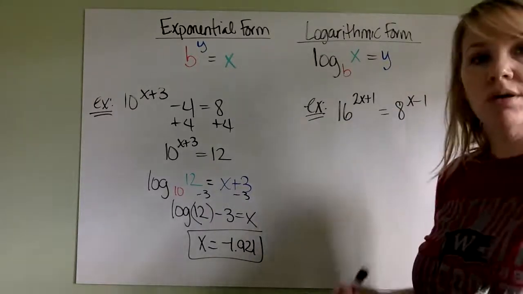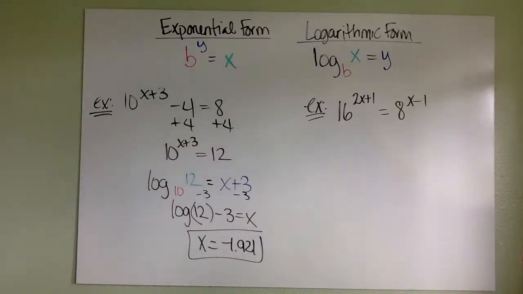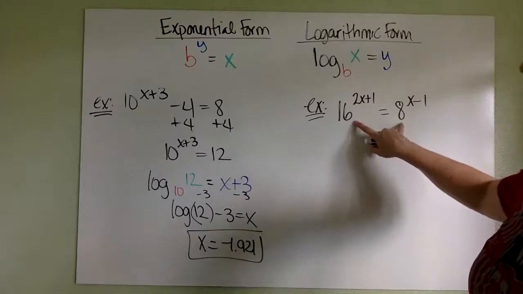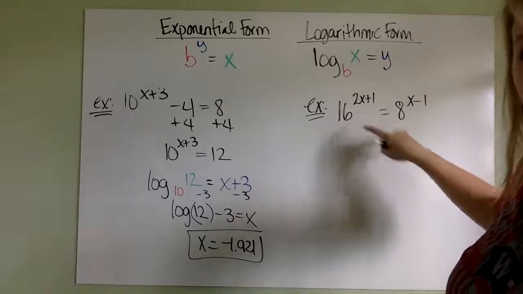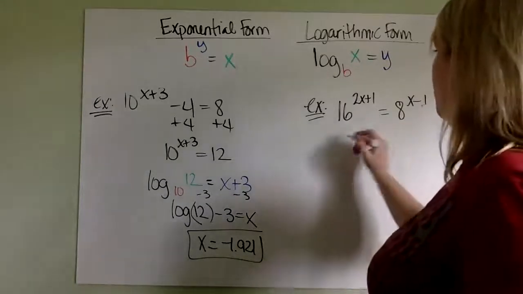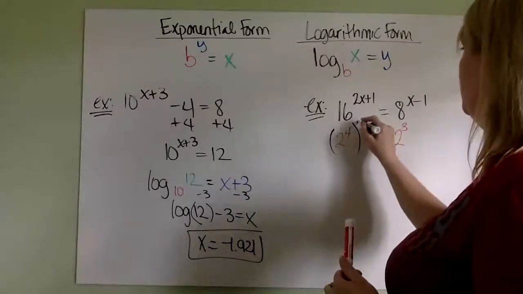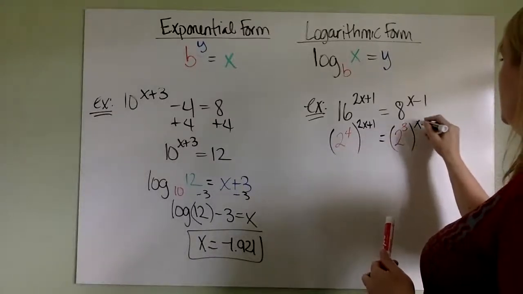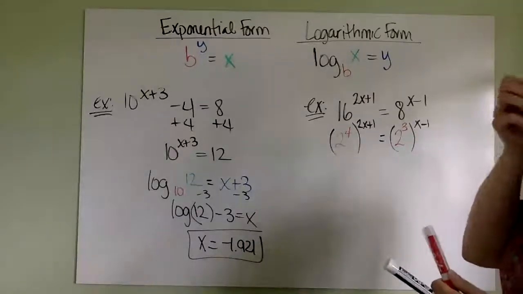So in this case, I don't want to switch to logarithmic form. It's not going to make things easier for me if I switch to logarithmic form. So what I'm going to do instead is create a like base. You might recognize that 8 and 16 are powers of 2. 16 is 2 to the 4th power, and 8 is 2 to the 3rd. So I'm going to replace the 16 with 2 to the 4th, and I'm going to replace the 8 with 2 to the 3rd. Now I have a base 2 here and a base 2 here.